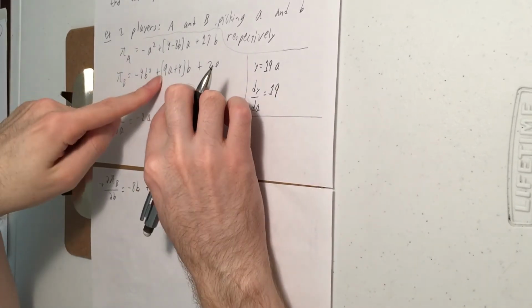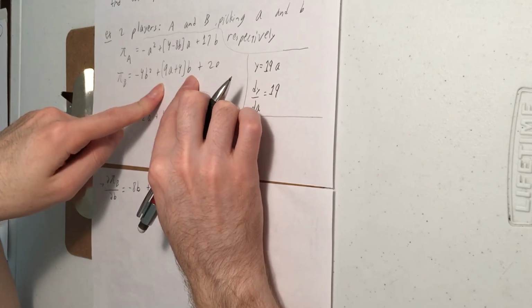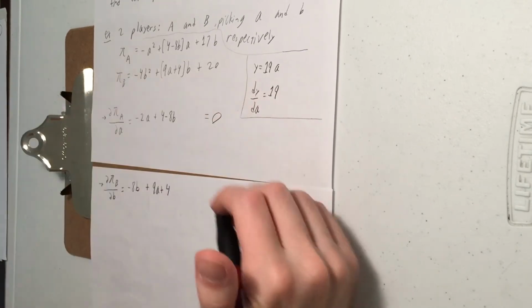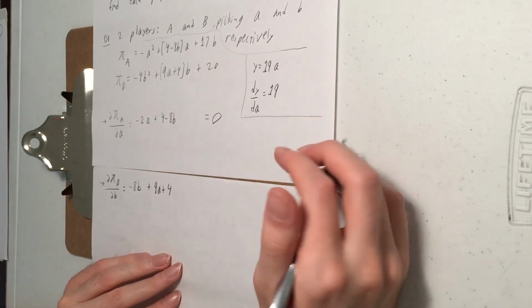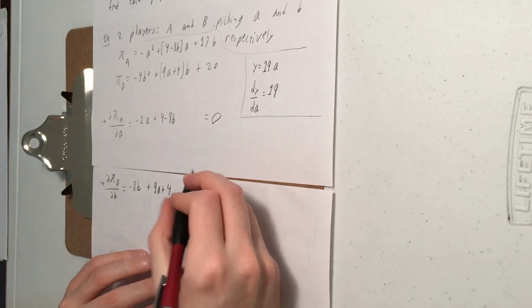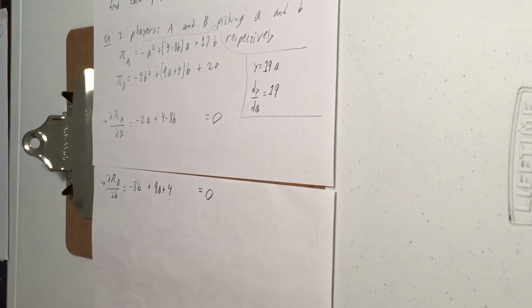It's a constant times b, so when you take that derivative with respect to b, the b goes away and the constant remains. Lastly, you have the plus 20. The derivative of a constant is always 0, so that just goes away. Then we set the whole derivative equal to 0 in order to maximize b's payoff.